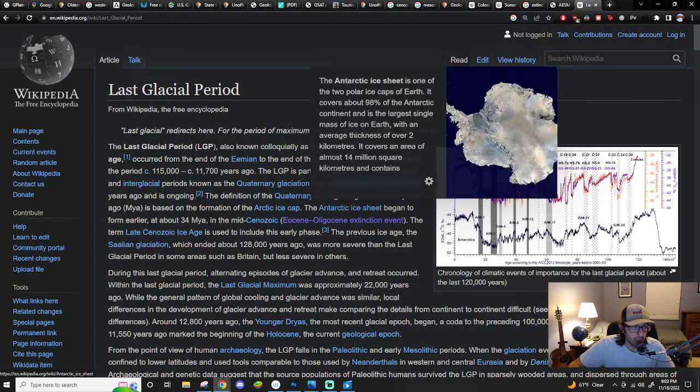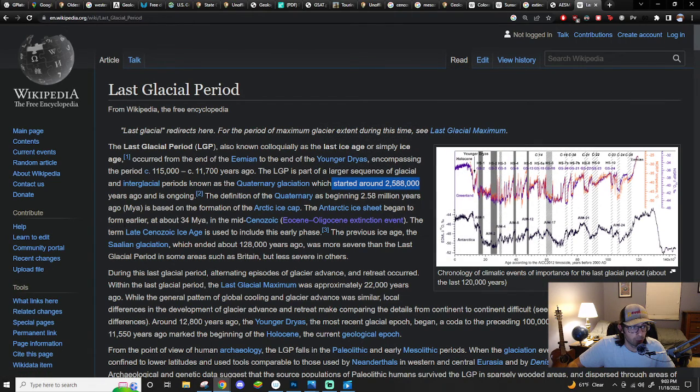Antarctic ice sheets began to form earlier, about 34 million years ago, which is after the supernova. So maybe once it supernovaed, Antarctica was not really as impacted as other regions, so it just started to immediately freeze.